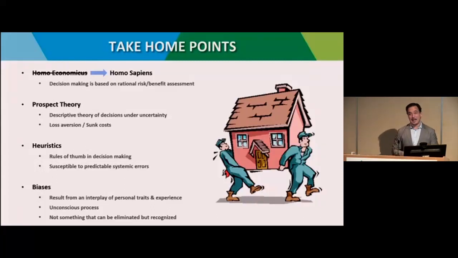A heuristic, again, is a rule of thumb, as Chuck Norris showed us earlier. It's susceptible to predictable errors. And then biases: these result from an interplay of personal traits and experience. These are unconscious processes that aren't something that we can white-knuckle and control, but rather they're something we can recognize, not necessarily eliminate, and hopefully use that information to drive better decisions.